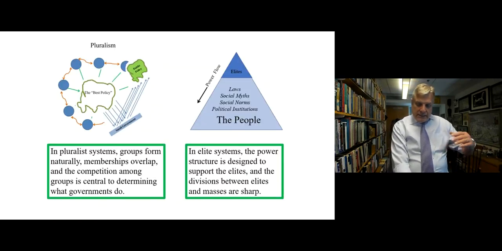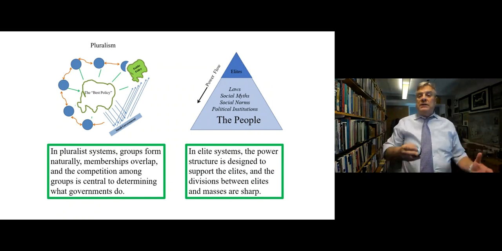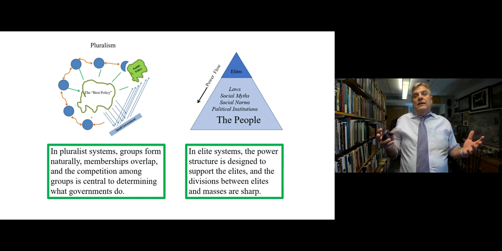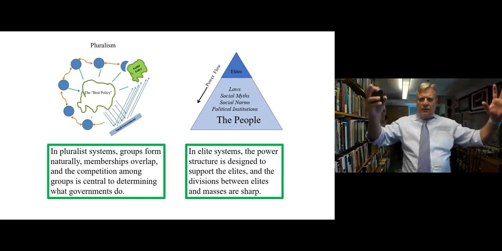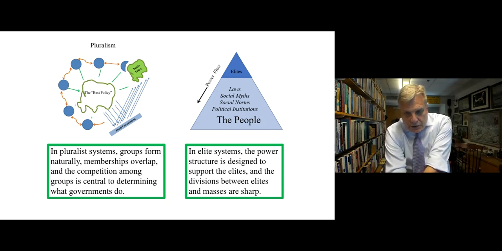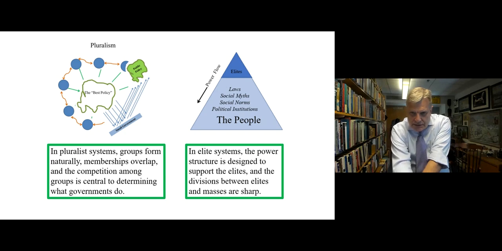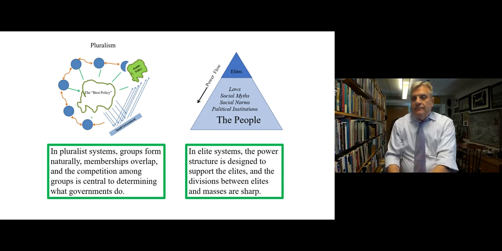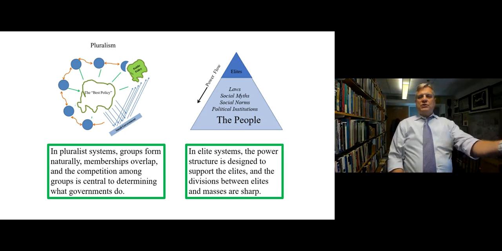If we think about these distinctions between pluralism in its various forms and what a lot of people are thinking about these days, which is elitism, elite theory: elite systems are structured to support the elites. And at least in theory, these divisions between elites and masses are fairly sharp, strong. Now, in elite theory, the flow of power goes from elites to people who are lower in the hierarchy. And elite theory will say, hey, we're going to structure our schools to teach certain myths and ways of behaving to allow ourselves to stay in power.